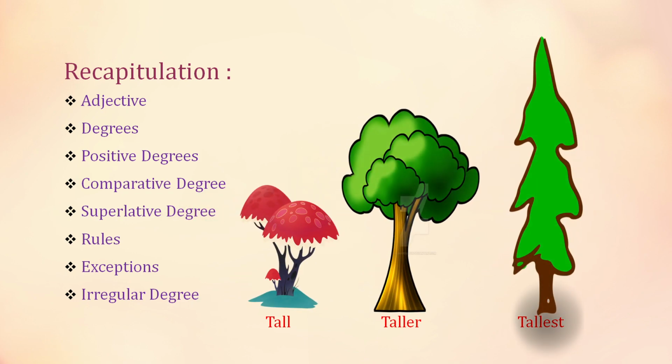Let's have a quick recap. In this video, we have studied what an adjective is and what the degrees of adjective are. We studied about positive degree, comparative degree, superlative degree. We read 6 rules for converting or comparing the degrees. Then we studied about the exceptions and then irregular degrees.